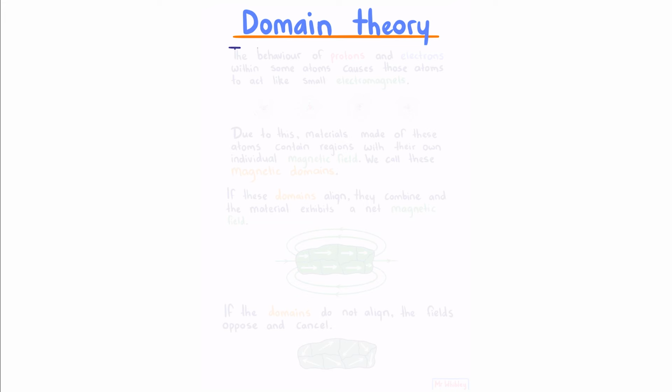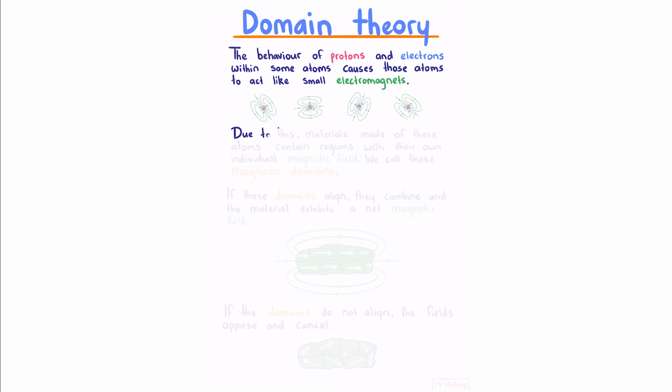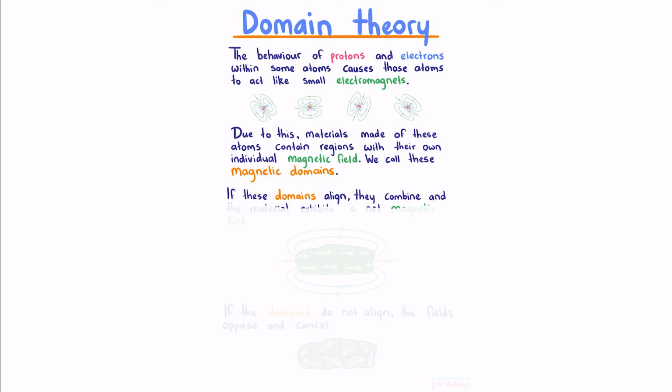Domain theory. The behavior of protons and electrons within some atoms causes those atoms to act like small electromagnets. Due to this, materials made of these atoms contain regions with their own individual magnetic field. We call these magnetic domains. If these domains align, they combine and the material exhibits a net magnetic field.